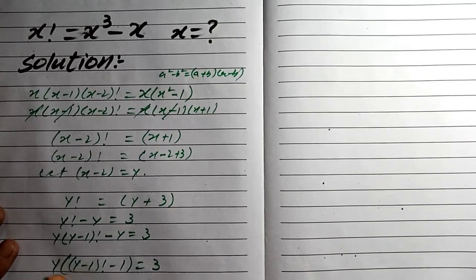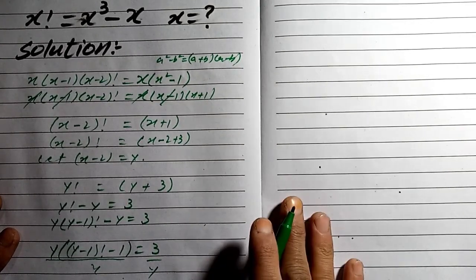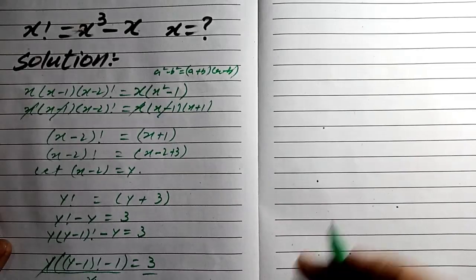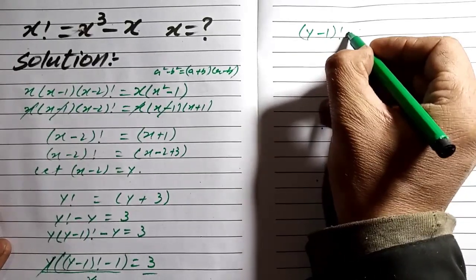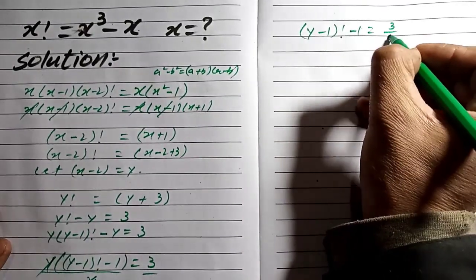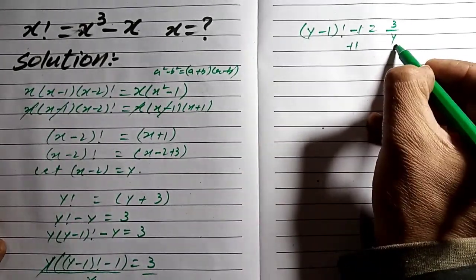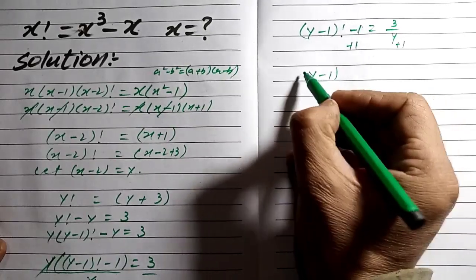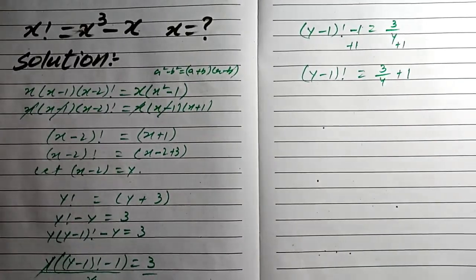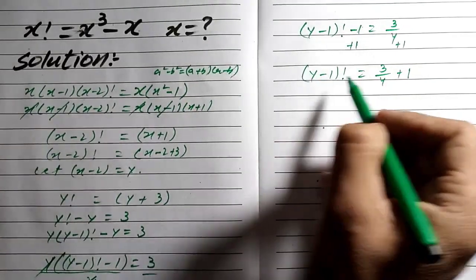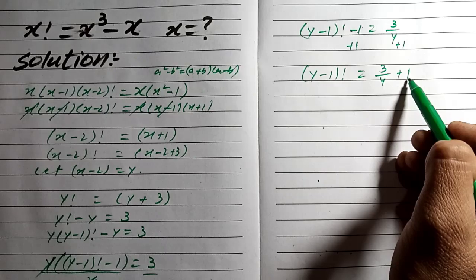So here we can divide by y on both sides. Then the y will be cancelled and we are left with y minus 1 factorial minus 1, which is equal to 3 divided by y. If we add 1 on both sides, we are left with y minus 1 factorial, which is equal to 3 divided by y plus 1.